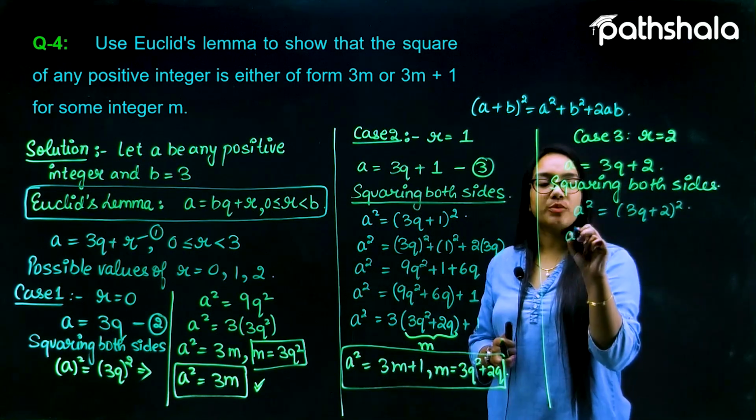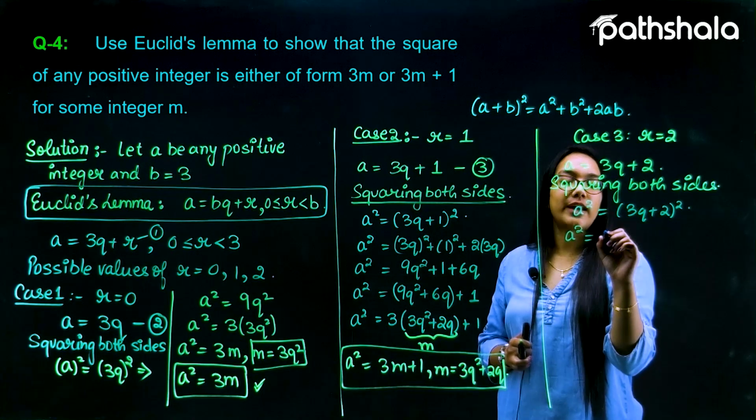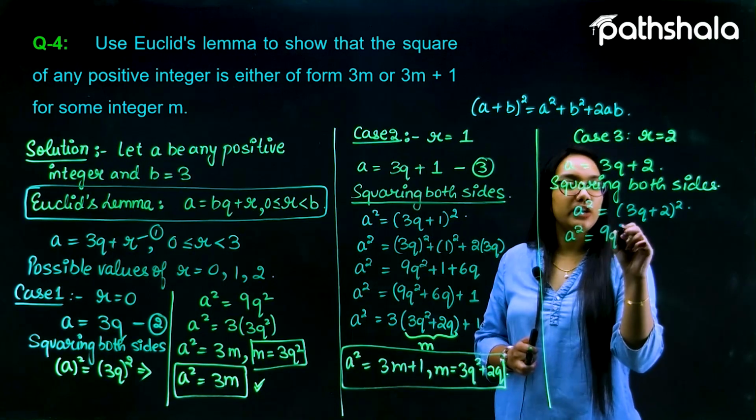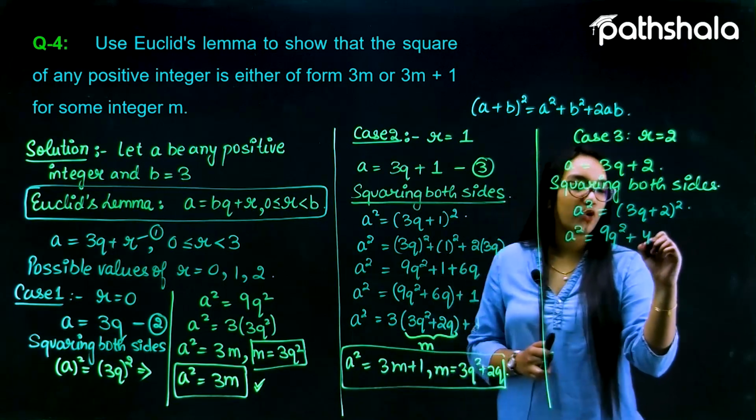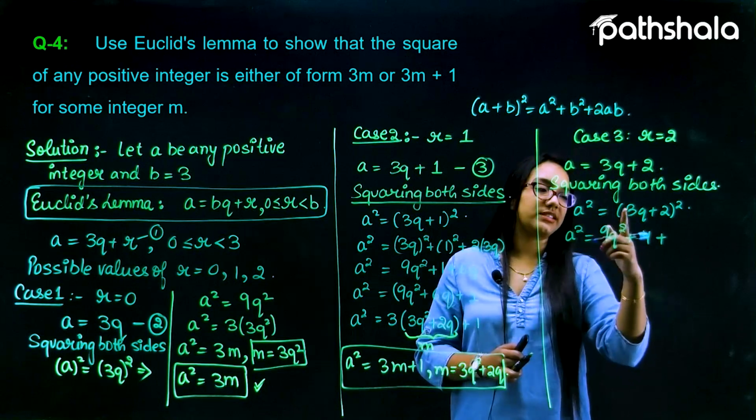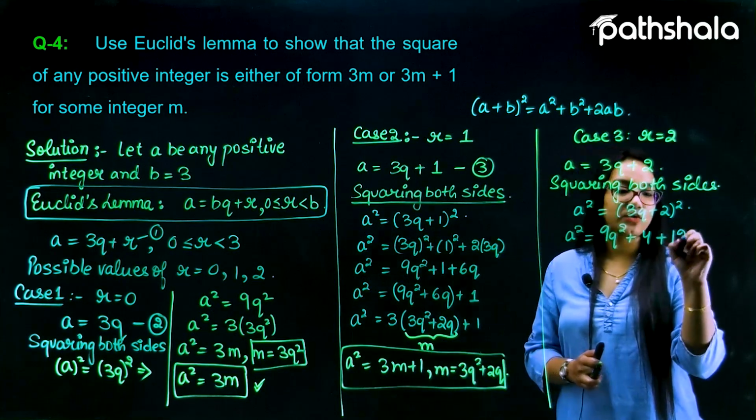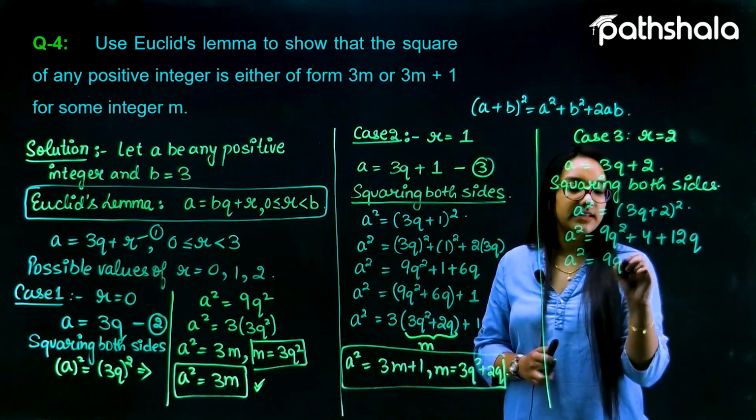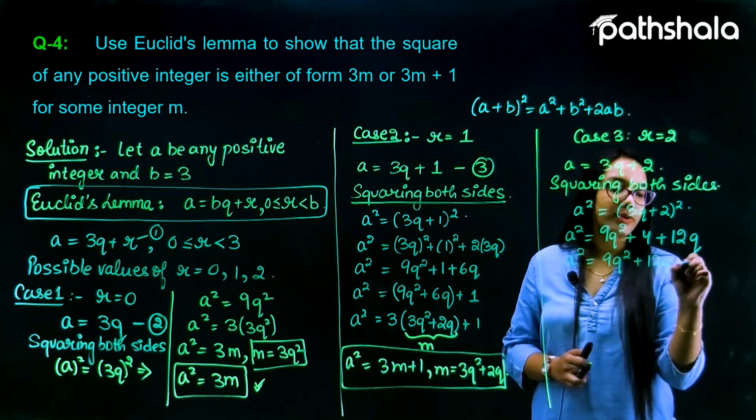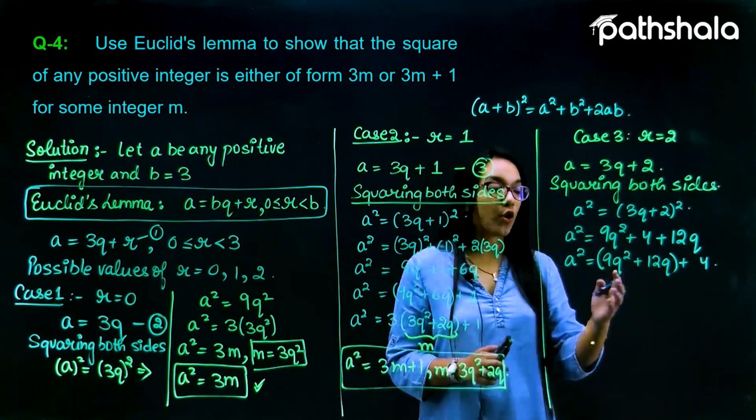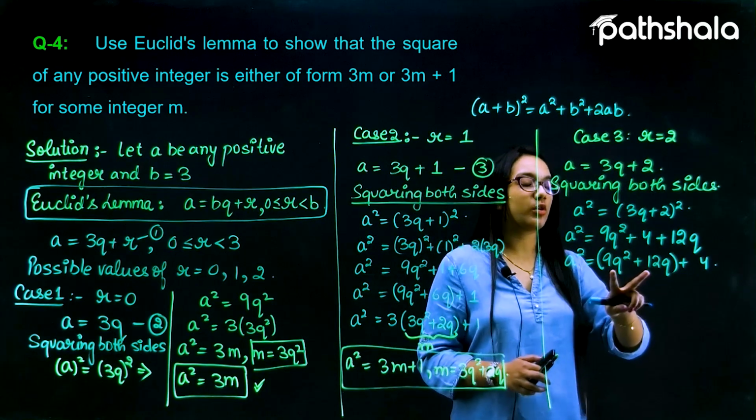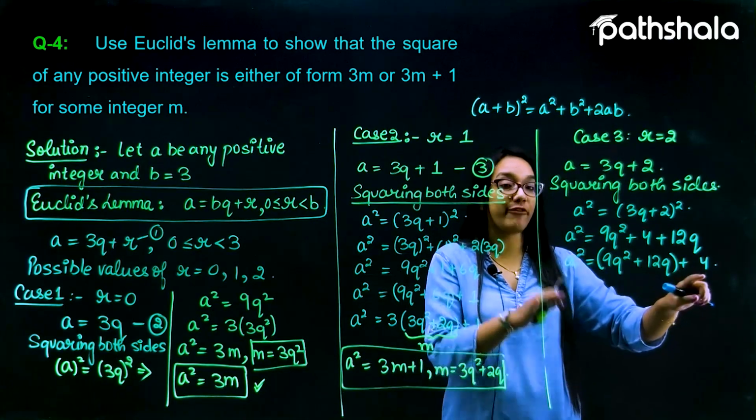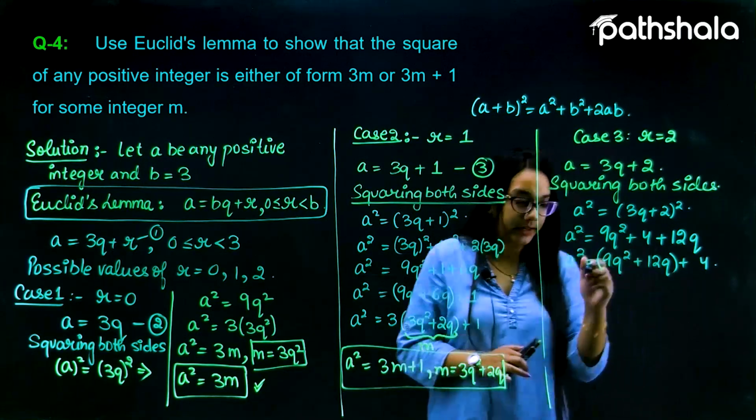Again, we can use the algebraic identity here. Let me expand it. It will be 9q square plus 2 square, that is 4, plus 2 into 3, 6, 6 into 2 is 12, so it is 12q. Now I am rewriting it again. The answer is 9q square plus 12q plus 4. Let us suppose we take 3 common from this bracket, but we can also take 3 common from this number 4.